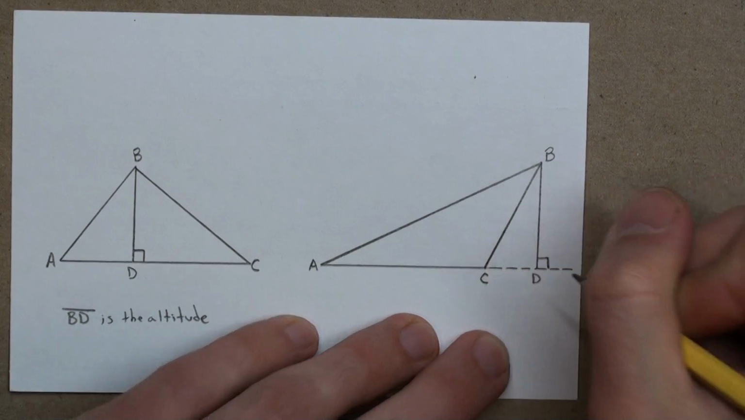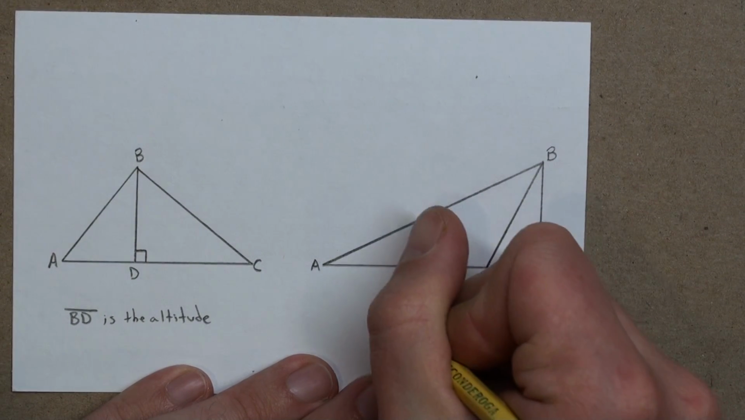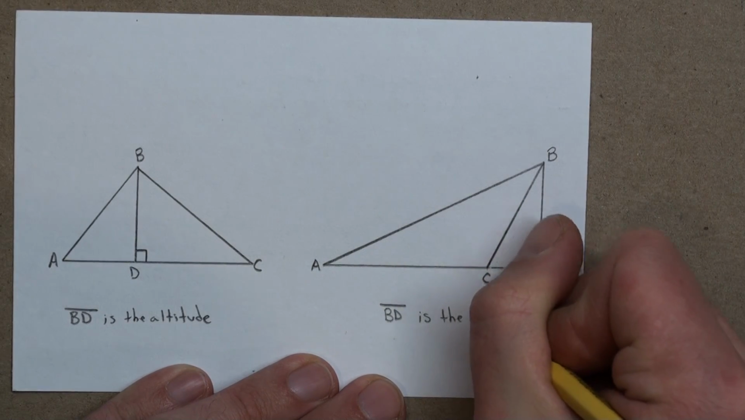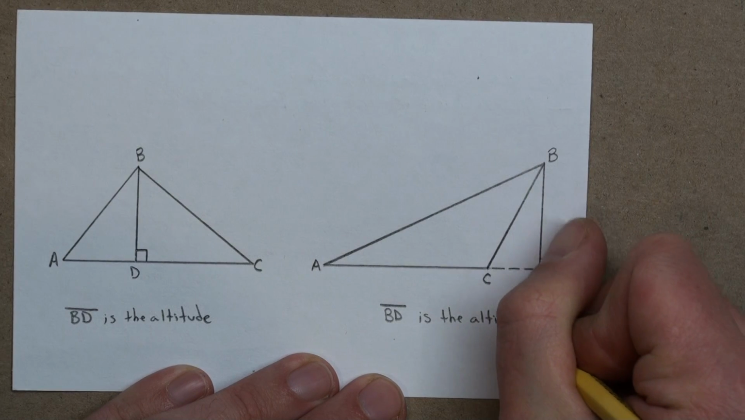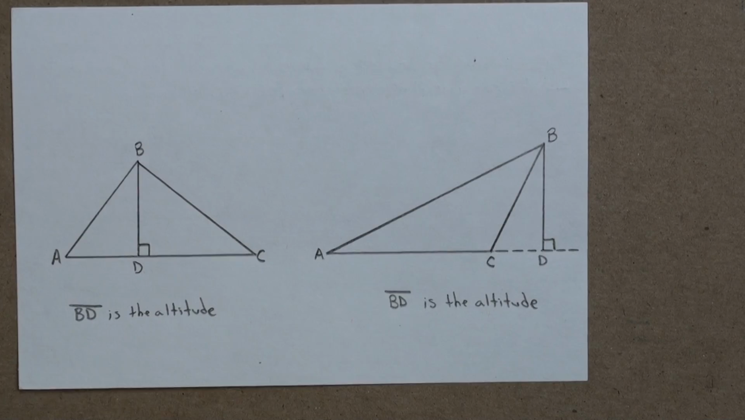And if I call that point D, it's the same thing. Segment BD is the altitude. Okay? So that's what an altitude is.